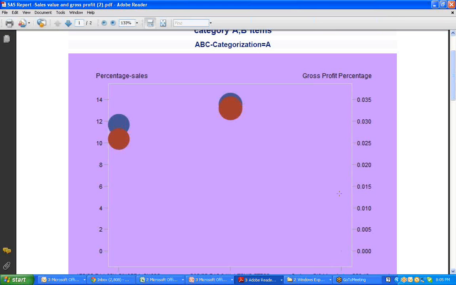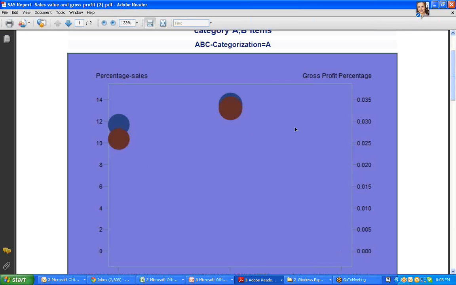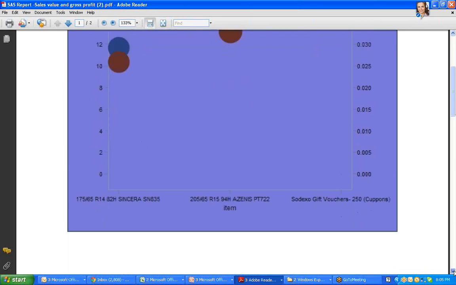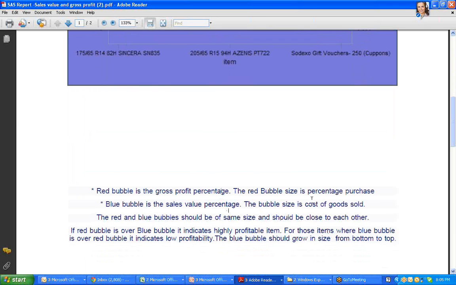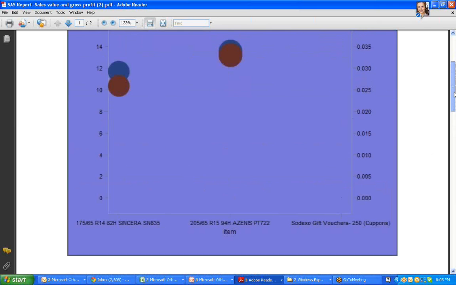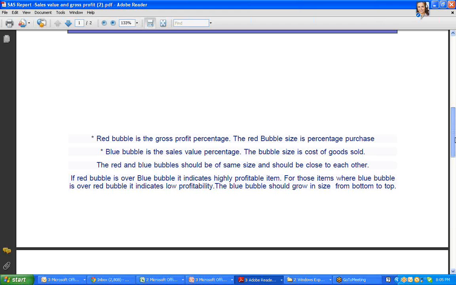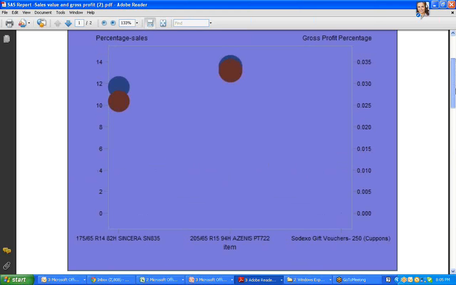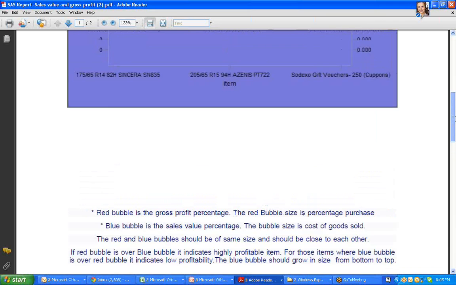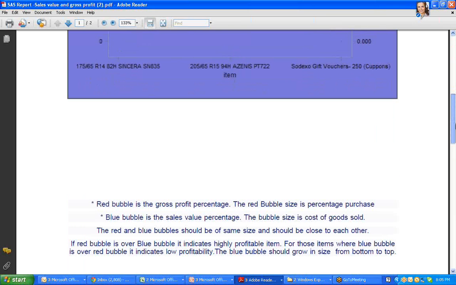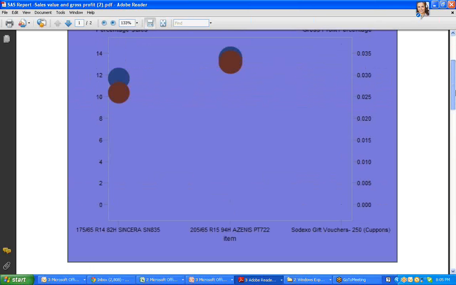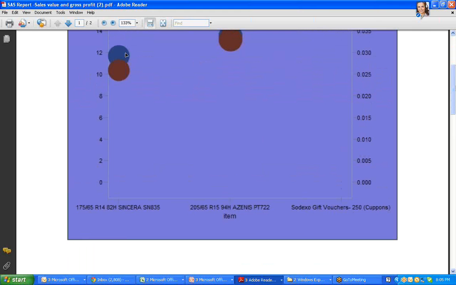So in this particular graph, what we have looked at is the percentage sales and the percentage gross profit. And now the blue and the red bubbles, we explain the red bubble is the gross profit percentage. And the red bubble size is the percentage purchase. The blue bubble size is the sales value percentage, and the bubble size is the cost of goods sold. So by and large, these two bubbles should overlap. They should be very, very close to each other.